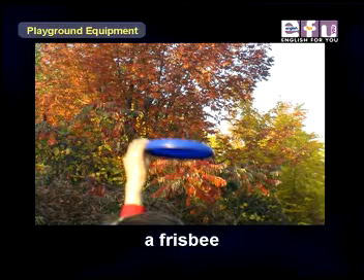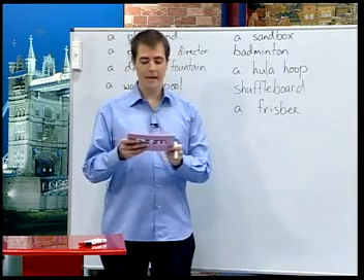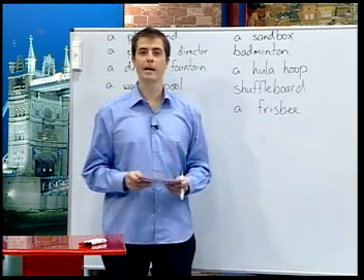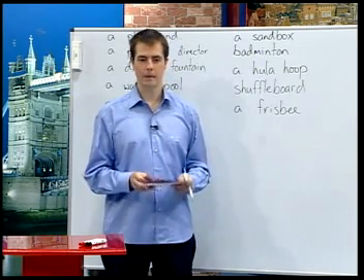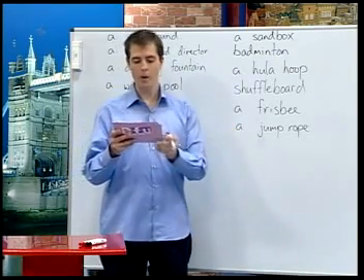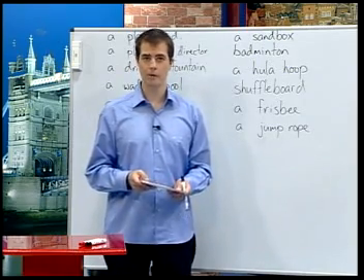A frisbee. A frisbee is a piece of plastic shaped like a plate that you throw to someone else to catch as a game. A jump rope. Well, a jump rope is a long piece of rope that children use for jumping over.